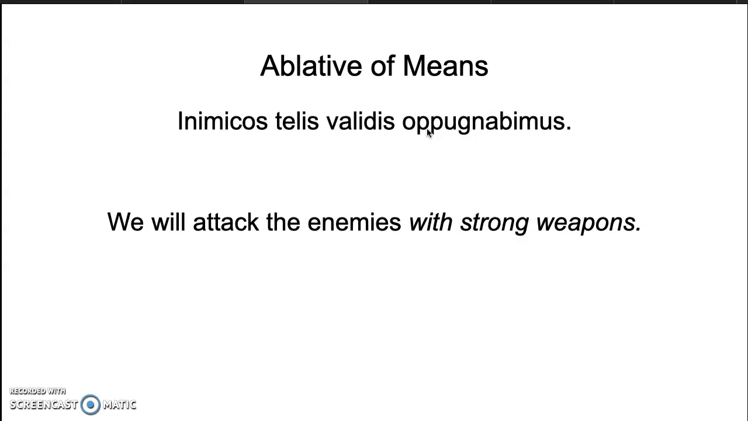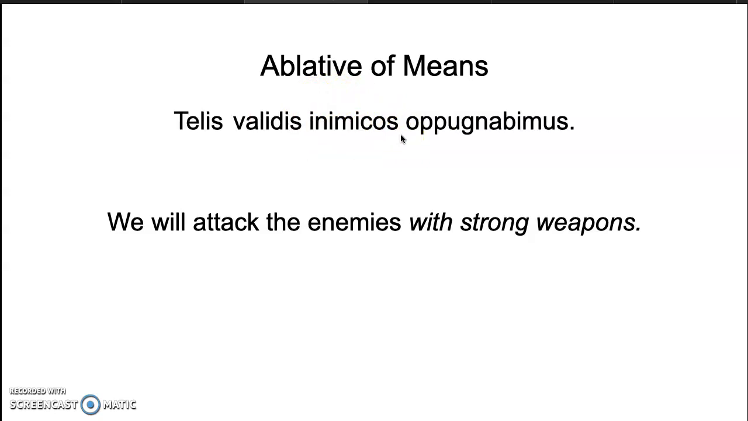Let's give another example. And this is one that I made up for the purpose of this lecture. Inimicos telis validis oppugnabimus. We will attack the enemies with strong weapons. Notice that you can use an adjective to describe your ablative of means, and it has to follow our adjective rules. It has to agree in gender, number, and case, but not necessarily ending. And notice here I put the ablative of means and its modifying adjective next to the verb, but it could have worked if I put it at the beginning. So that's the ablative of means.